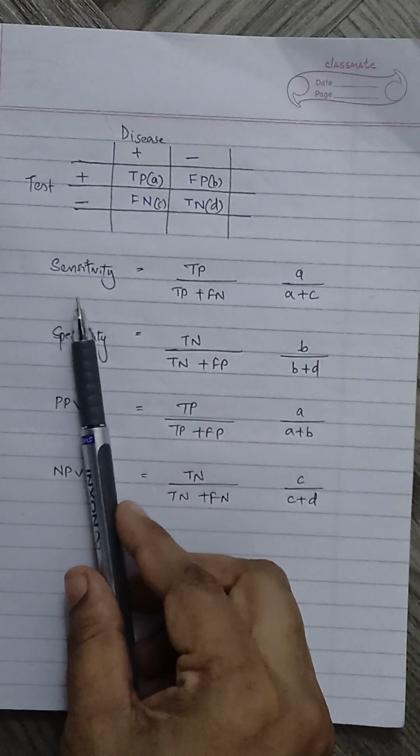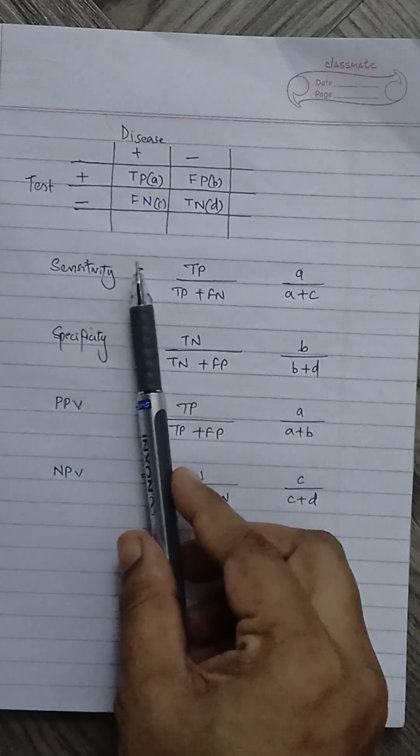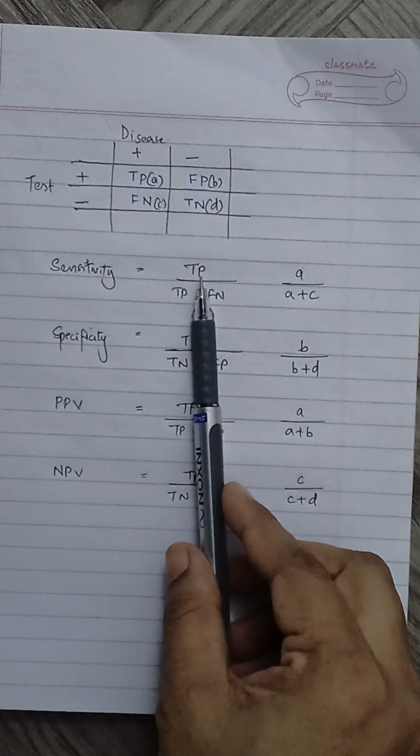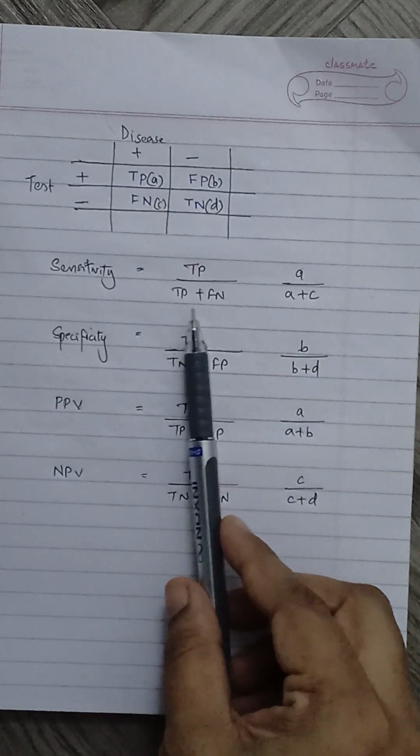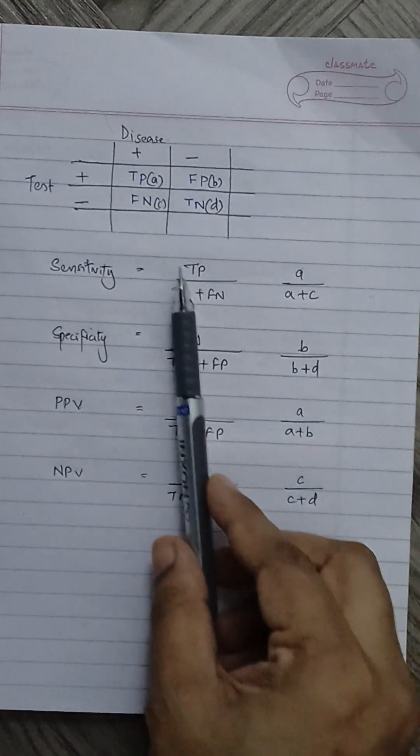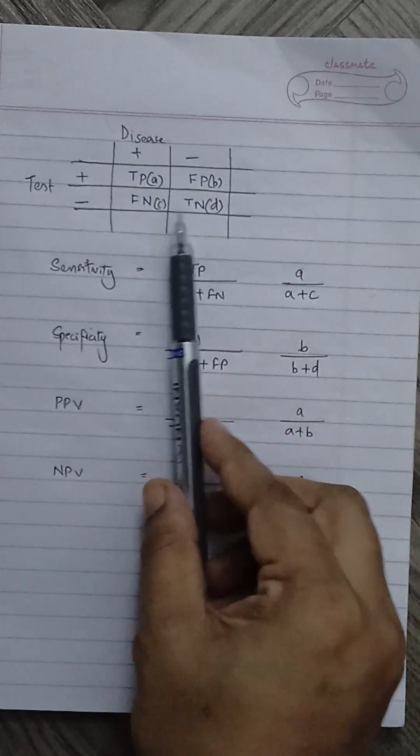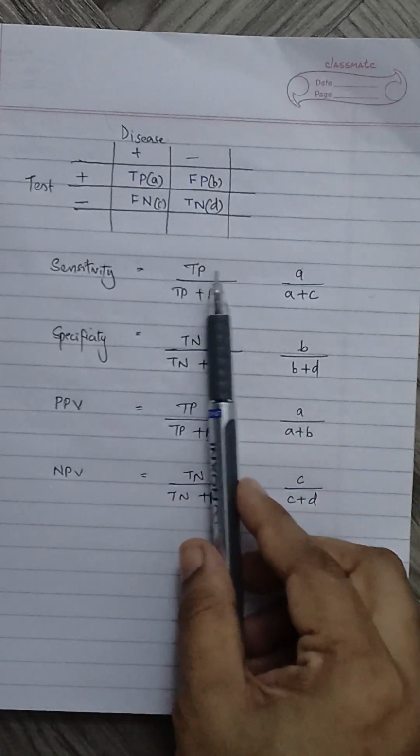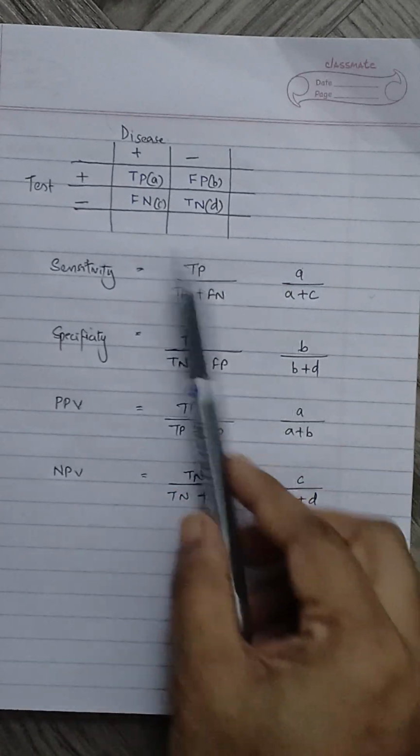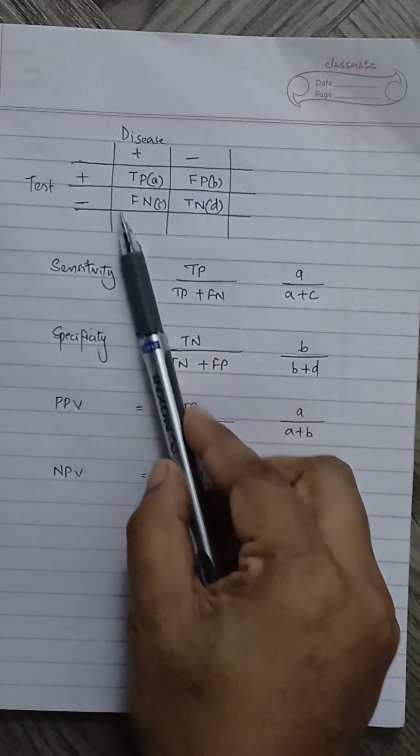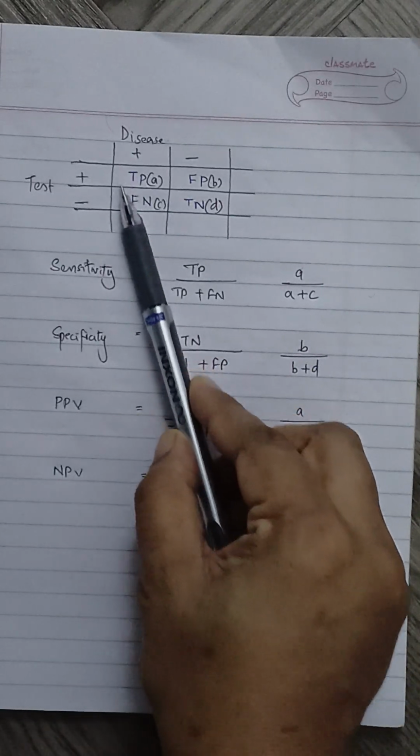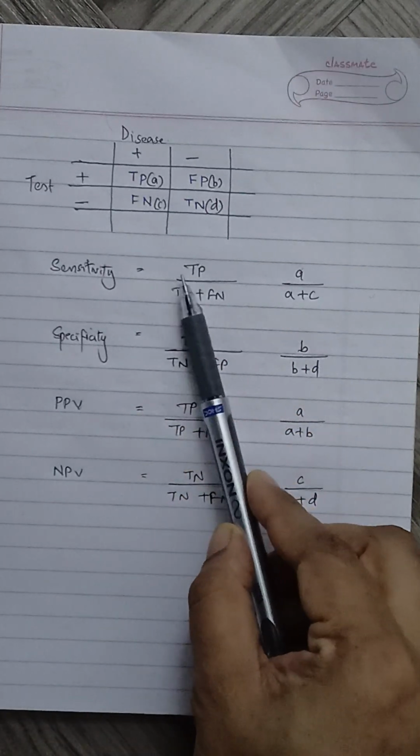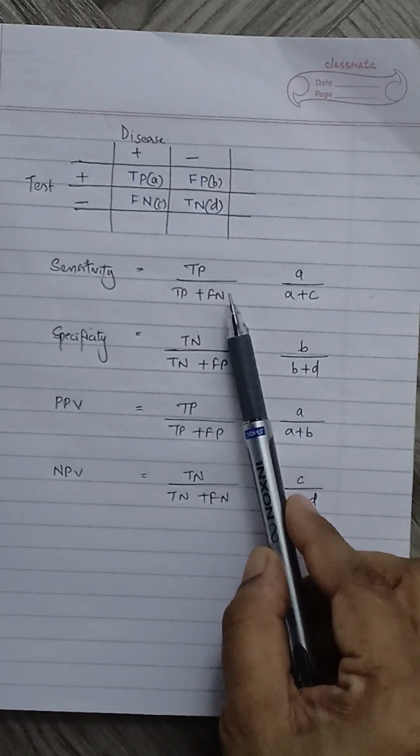Now let's see the equations for sensitivity and specificity. Sensitivity means it's true positive over true positive plus false negative. I've just added A, B, C, D in this table so that it becomes A by A plus C. So sensitivity is coming here. That is true positive over true positive plus false negative.